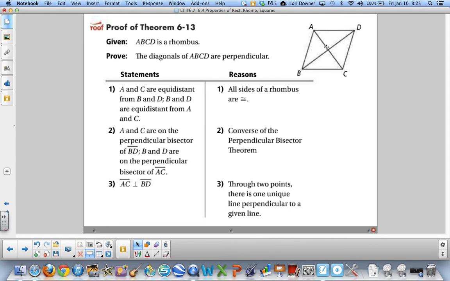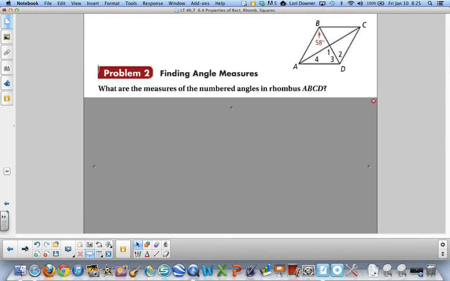Now we know that AC is perpendicular to BD, since through 2 points there's one unique line perpendicular to a given line. And so that's just a real quick proof, not something you'll need to create yourself. But I know in the investigation we found that to be true, but this is a proof to prove that it's true. Let's find some angle measures.